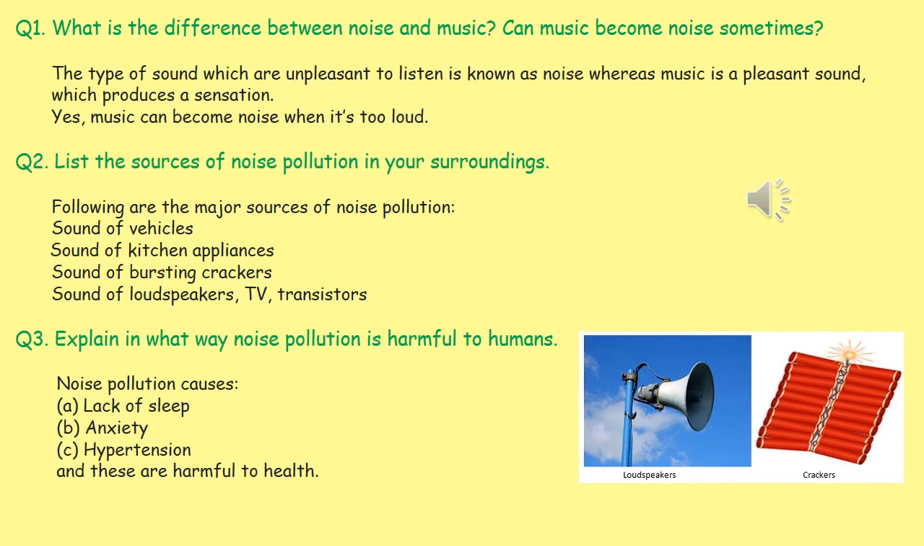Now, we will discuss noise pollution. Let us list some sources of noise pollution from our surroundings. Sound of vehicles, sound of kitchen appliances like mixer and grinder, sound of bursting crackers. We all know that every year we get instructions from the government not to exceed the decibel limit given by them. Sound of loudspeakers during festivals, TV, transistors, all these are sources of noise. Even the honking of horns is sometimes a source of noise.